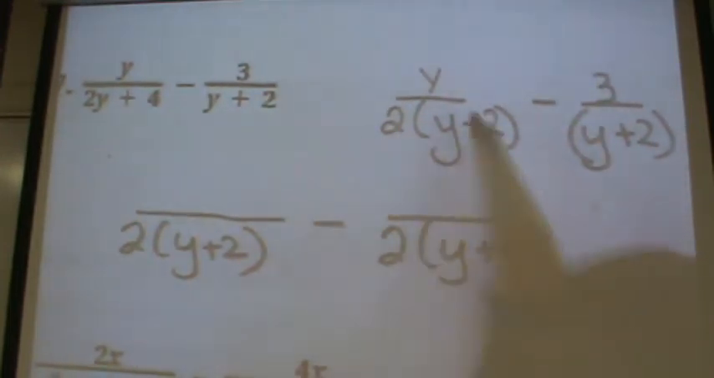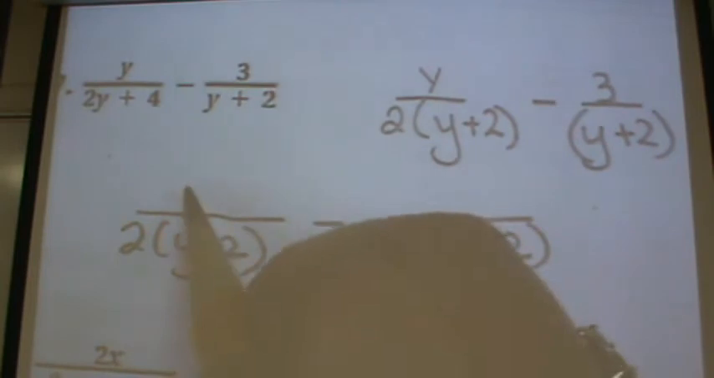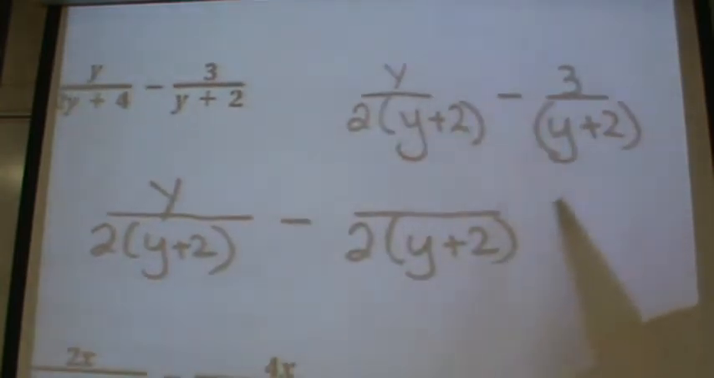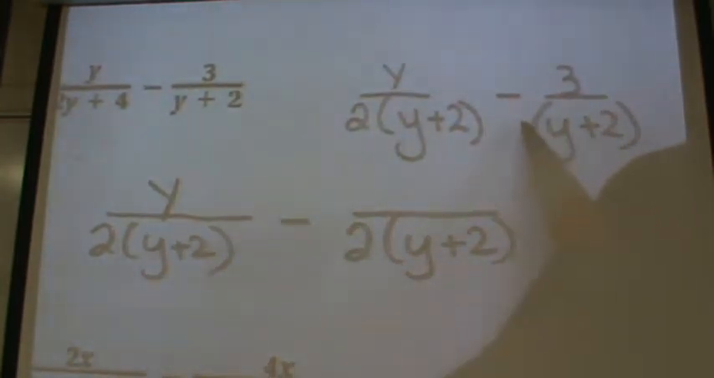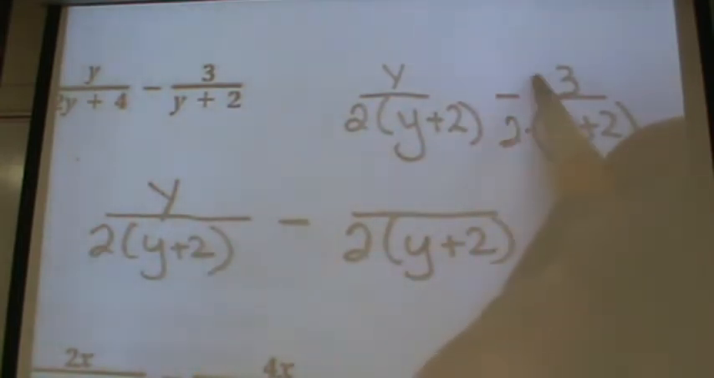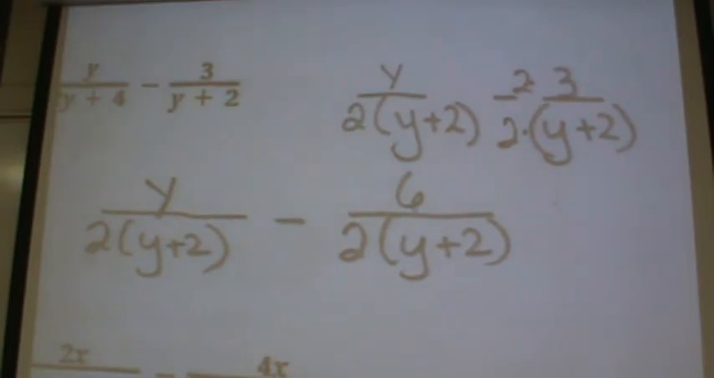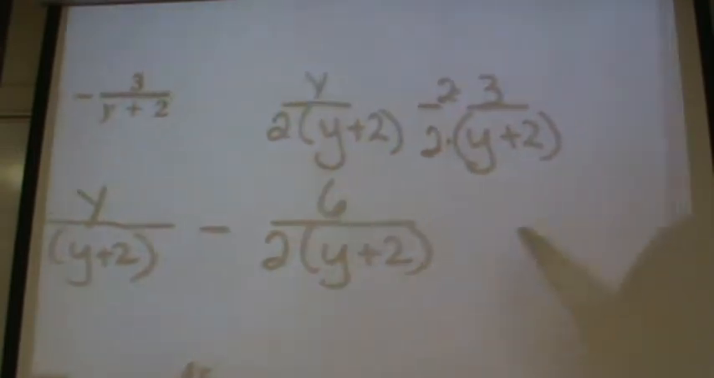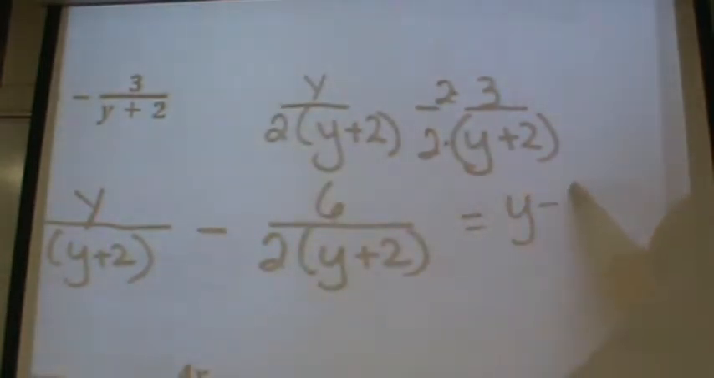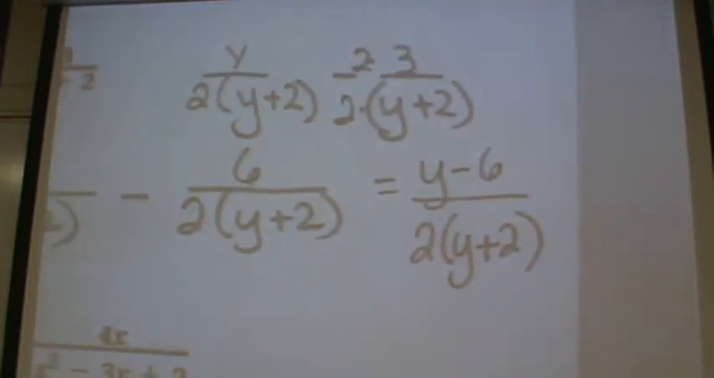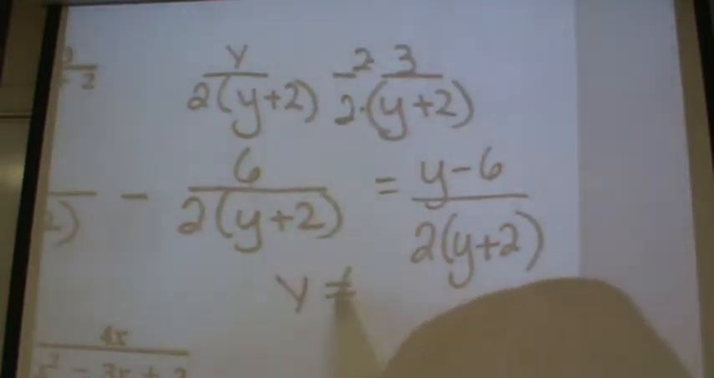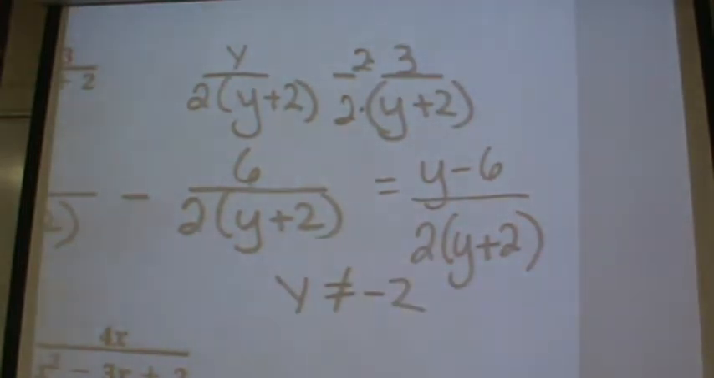Okay, so for this first fraction, we're good to go. It's done. But what do we need to multiply this second one by? What's missing? A 2 and a 2, so you get 6, right? So what do you have? Y minus 6 over? And there's nothing you can cancel. What's your restrictions? Y can't be what? Good. You guys are getting this, I think.